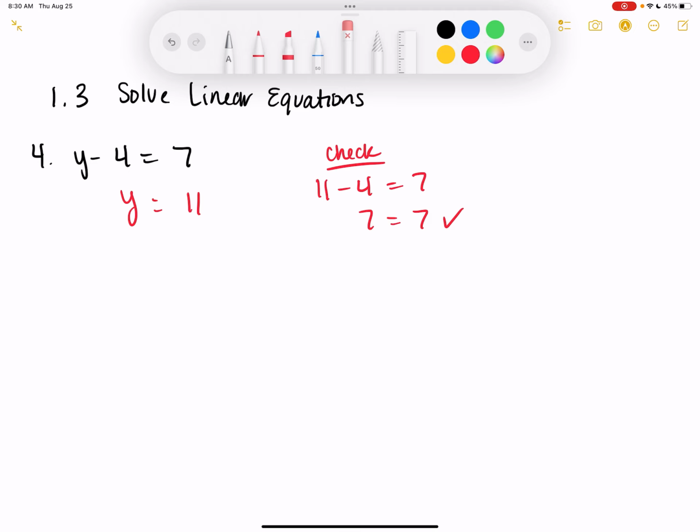Okay, now if you get to a problem where there's a variable on both sides, you're still not moving stuff left and right. You're showing that each side equals each other.